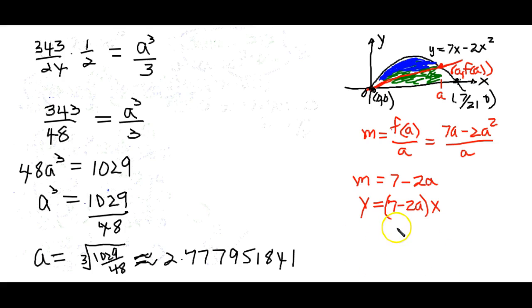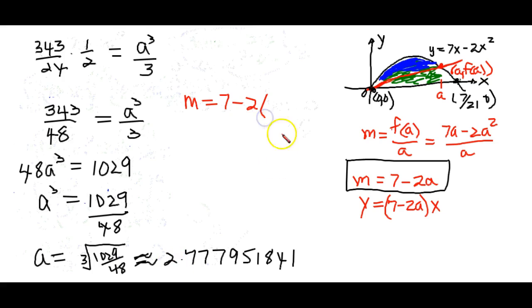Remember, our goal is to find the slope of the line, which is represented by m equals 7 minus 2a. Now that we know what a is, we know that the slope of the line is equal to 7 minus 2 times this value that we just got, 2.777, and so forth. Again, please don't round. And when you're done, you should end up getting 1.444096318.